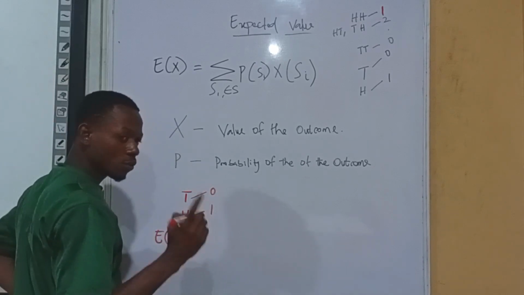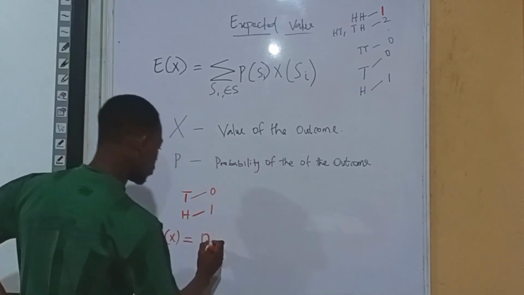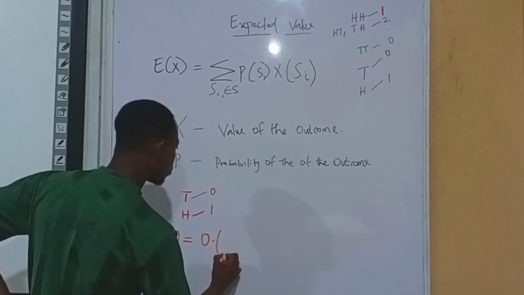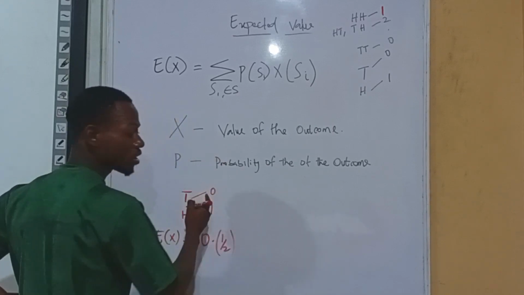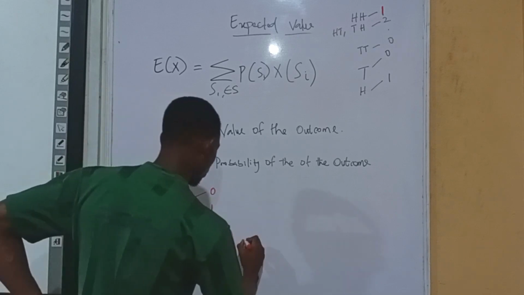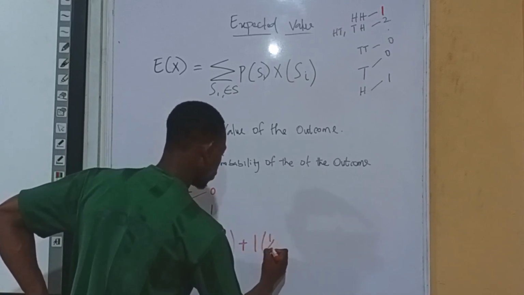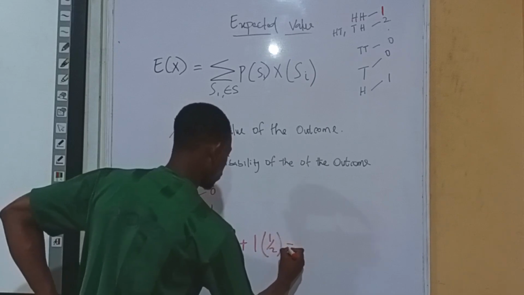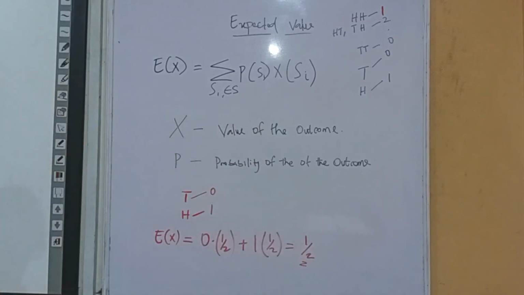is equal to, for the first occurrence, having a tail, that's 0. That's the value of the outcome, multiplied by the probability 1 over 2, because the probability of this one occurring is actually 1 over 2. Plus the second one is 1, multiplied by 1 over 2, which is equal to 1 over 2. That's the expected value of x when the fair coin is tossed once.